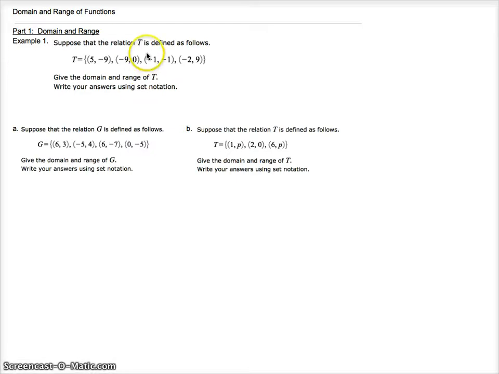So suppose that the relation T is defined as follows below. T equals the points (5, -9), (-1, -1), (-2, 9)... Give the domain and range of T, and then give your answers in set notation. Well, the first thing we need to look at is what do domain and range mean?